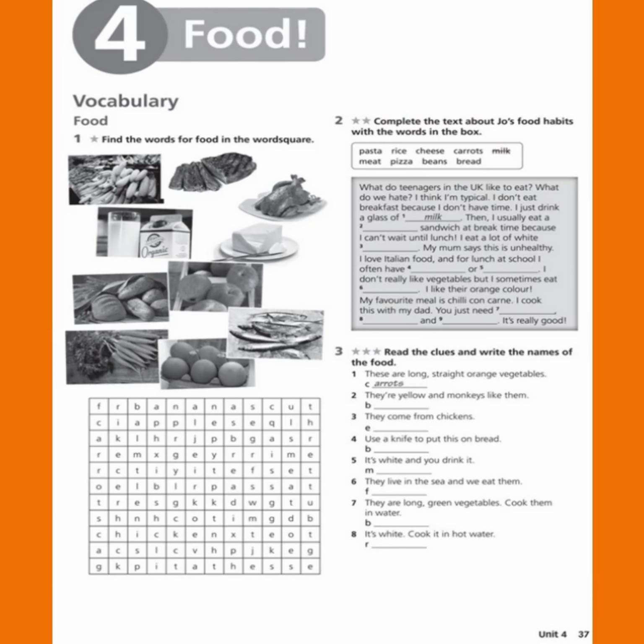Activity book, page 37. Food. Vocabulary, Section 1. Find the words for food in the word square. So, in the crossword below, find the food that is above in the pictures. Section 2. Complete the text about Joe's food habits with the words in the box. Number 1 is done as an example. Section 3. Read the clues and write the names of the food.